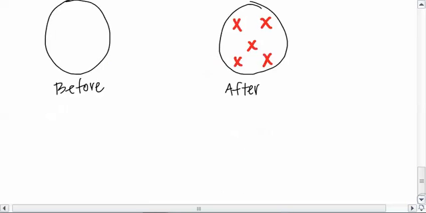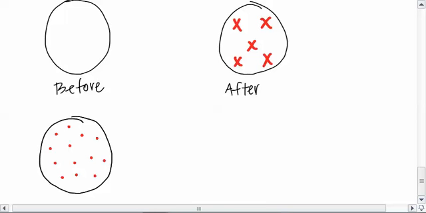Let's look at another case here. So let's say that here's our conductive loop, and it starts out with a magnetic field directed out of the page towards you. So this is before.